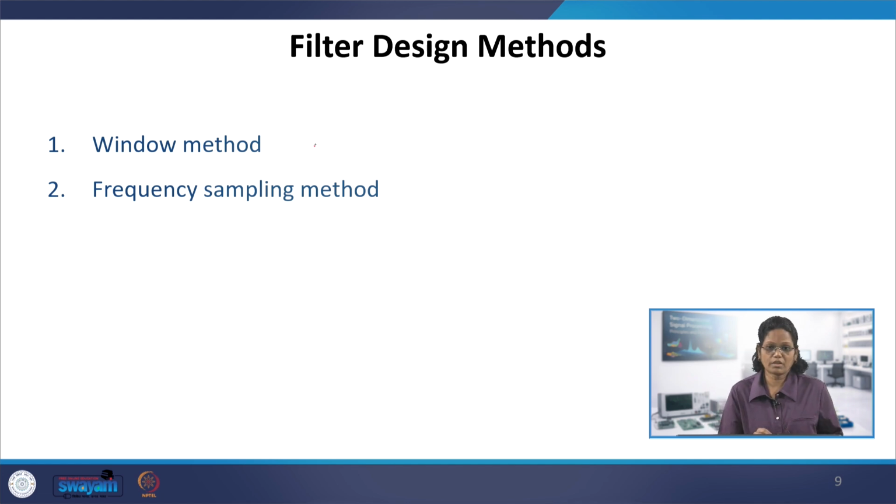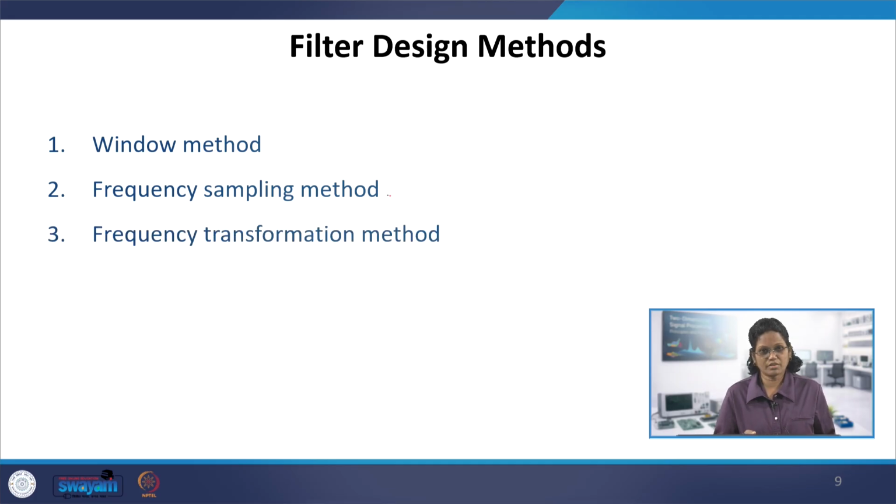So one is the window method, which is the popular and common method. The second is the frequency sampling method, the frequency sampling filters basically, and the frequency transformation method, which is also common. And another one is the optimal filter design. So these are the 4 FIR filter design methods we can use for designing the filters. At least 3 of them we can discuss in this course.